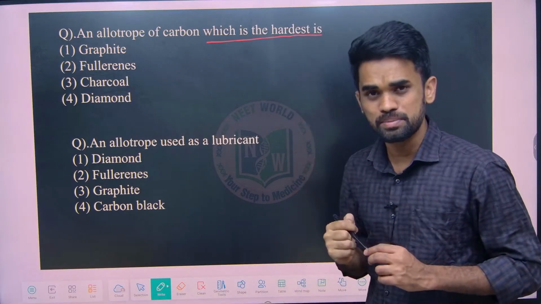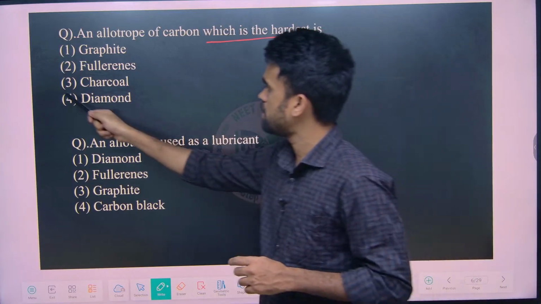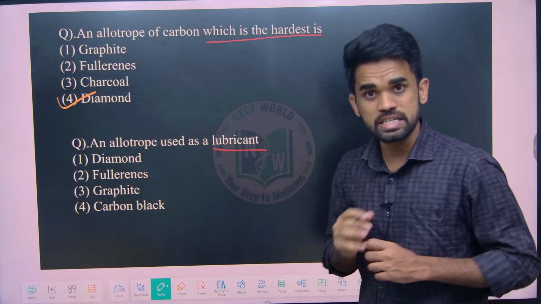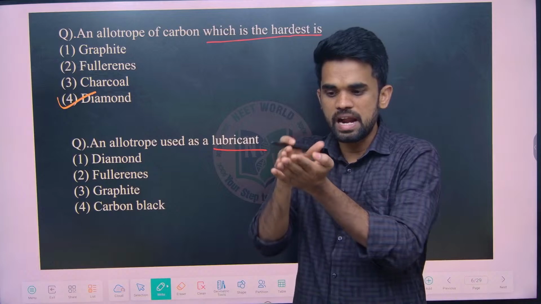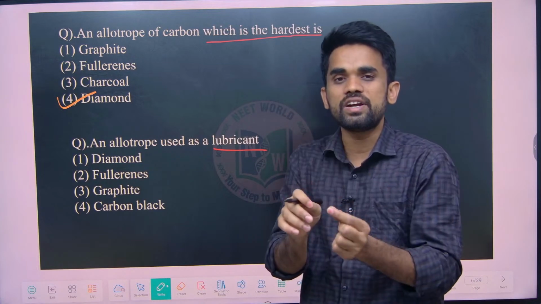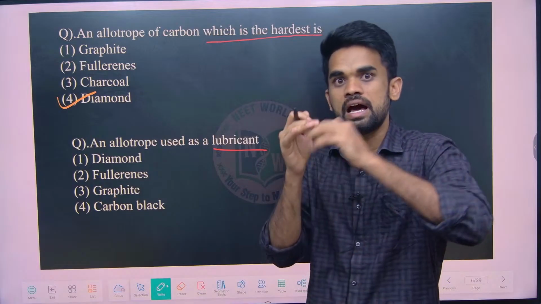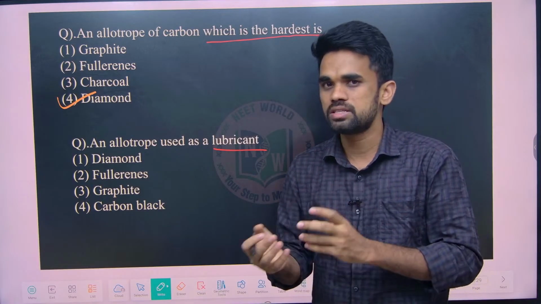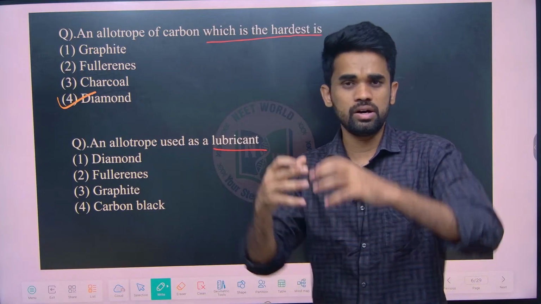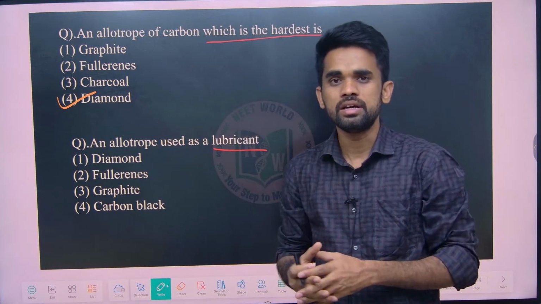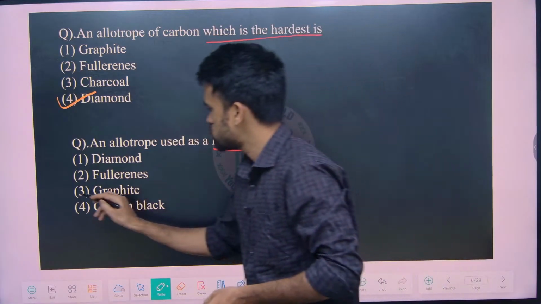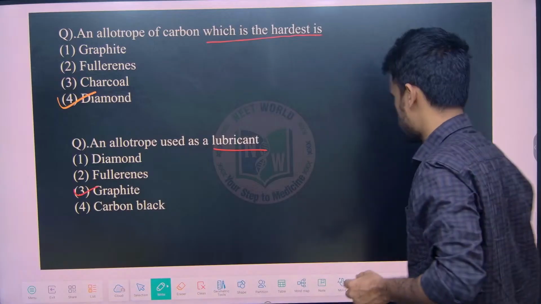What is the hardest substance we discussed? Diamond, right? So that is your answer. An allotrope used as a lubricant: just now I told you that graphite has a slippery nature. Due to its slippery nature, graphite can be used as a lubricant at higher temperatures, because normal oils and greases won't tolerate that much high temperature. Therefore we use graphite as a lubricant. So the third option will be right for this.